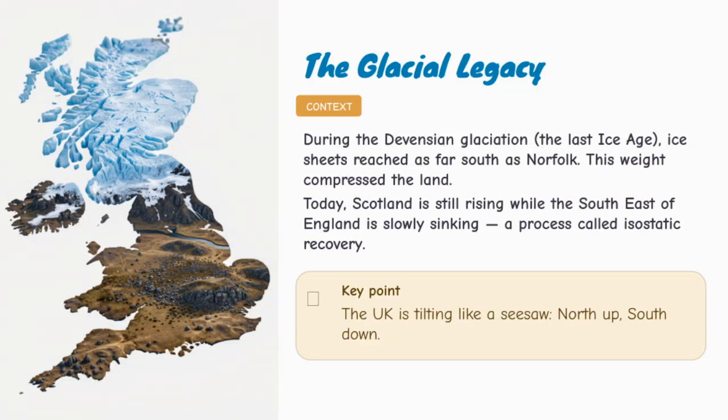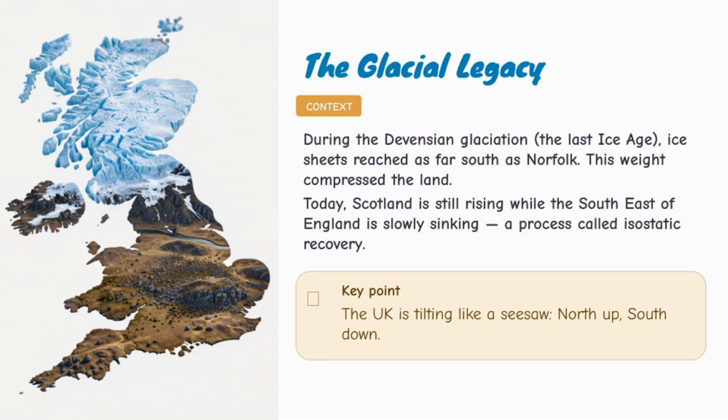Now let's apply this to the UK. During the Devonian glaciation, which was the last ice age, ice sheets reached as far south as Norfolk. These ice sheets were extremely heavy. Their weight compressed the land underneath them, especially in northern Britain. When the climate warmed and the ice melted, the weight was removed. As a result, northern Britain began to slowly rise again. This is called isostatic recovery or isostatic rebound.